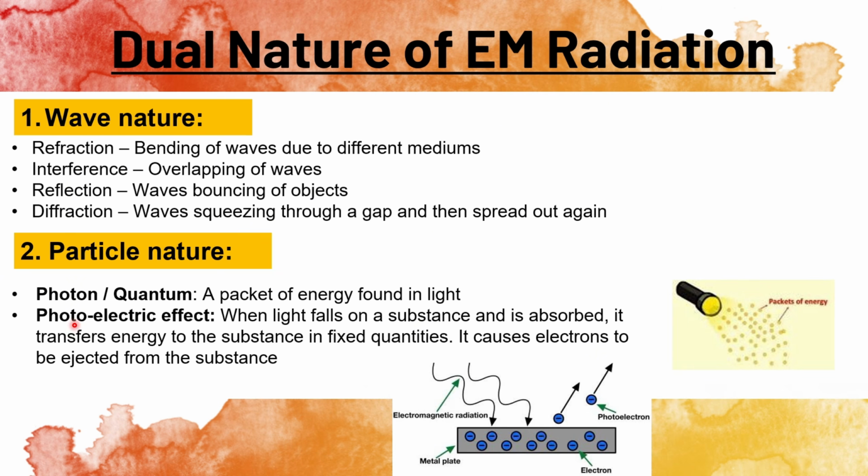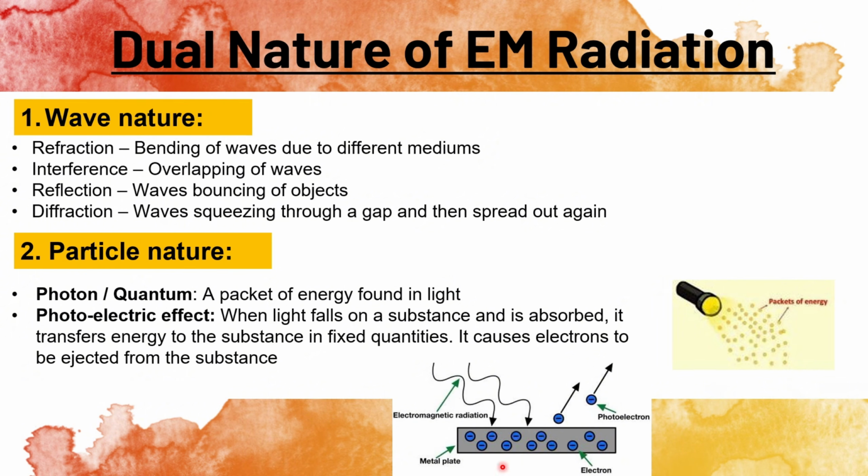Now, what is the photoelectric effect? The photoelectric effect is when light falls onto a substance. You can see here in the illustration at the bottom, when light falls onto a substance and the light is absorbed, it transfers its energy to the substance in fixed quantities, and then what's going to happen? It causes electrons to be ejected from the substance.